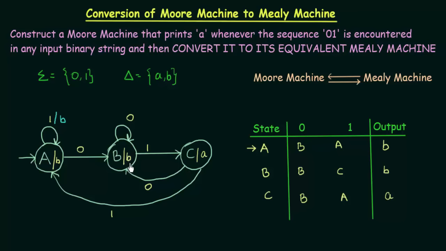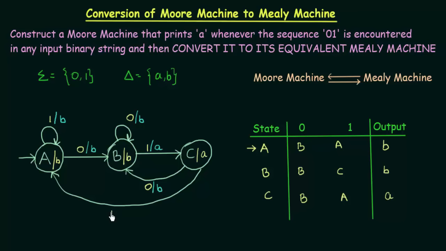In the same way, let's look at this 0. This is also going to B, and what is the output associated to B? It is small b, so we give a small b here. And what about this 1? This 1 is going to C, and what is the output associated to C? It is A. So this 1 will have the output A. And what about this 0? This 0 is going to state B, which is associated to the output small b, so this 0 will have small b.